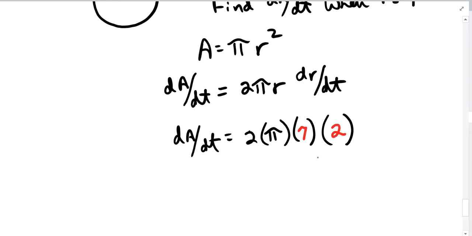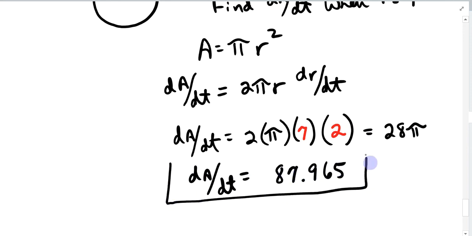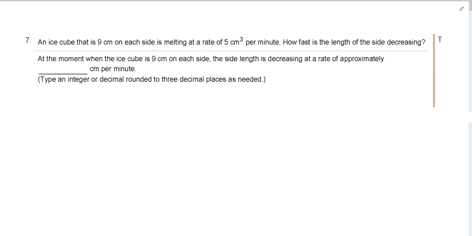So when we do all that in the calculator, of course we get 28 pi, and then we'll do the equivalent on the calculator, and 87.965 I think is what we get. It says round to 3, and that's what we get. Okay? All right, last one.